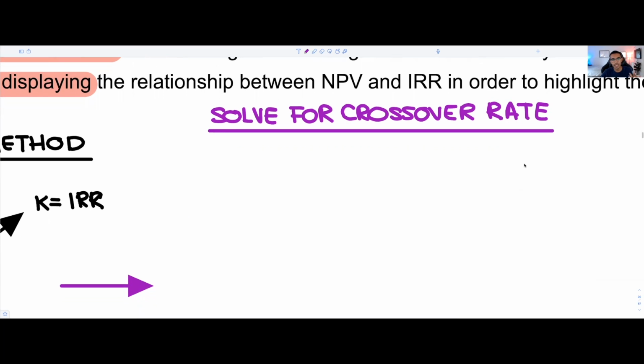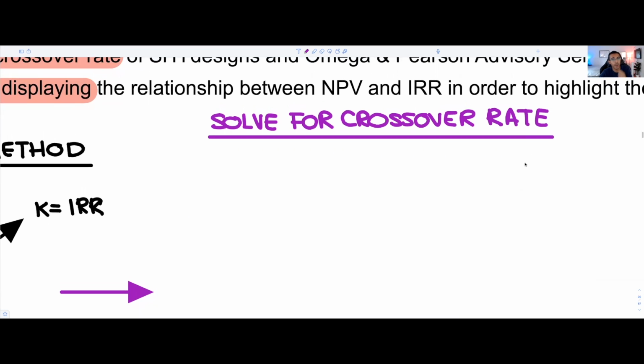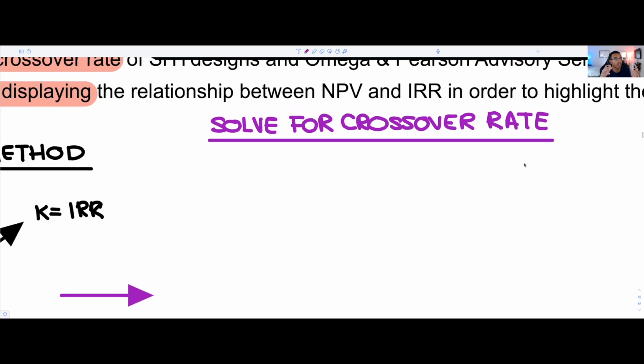In this case, once again, we know that we can find the crossover rate of two projects by simply doing project B minus project A, or the other way around, and solving for the K that makes that equal to 0. That will be your crossover point. Technically, we could use a table that looks like this, in which you have a given year and then a given cash flow. It's a really cool way to visualize what is going on.